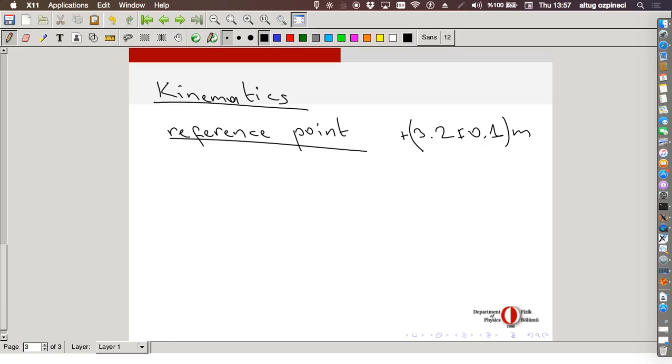Okay, so what does this number mean? We said that the position of your friend, what was your name? Umut. The position of Umut is 3.2 plus minus 0.1 meters, relative to that point, right? That's the reference point. So what does that mean? If I tell you that, can you find Umut with this information? Why not? Which other information do you need?